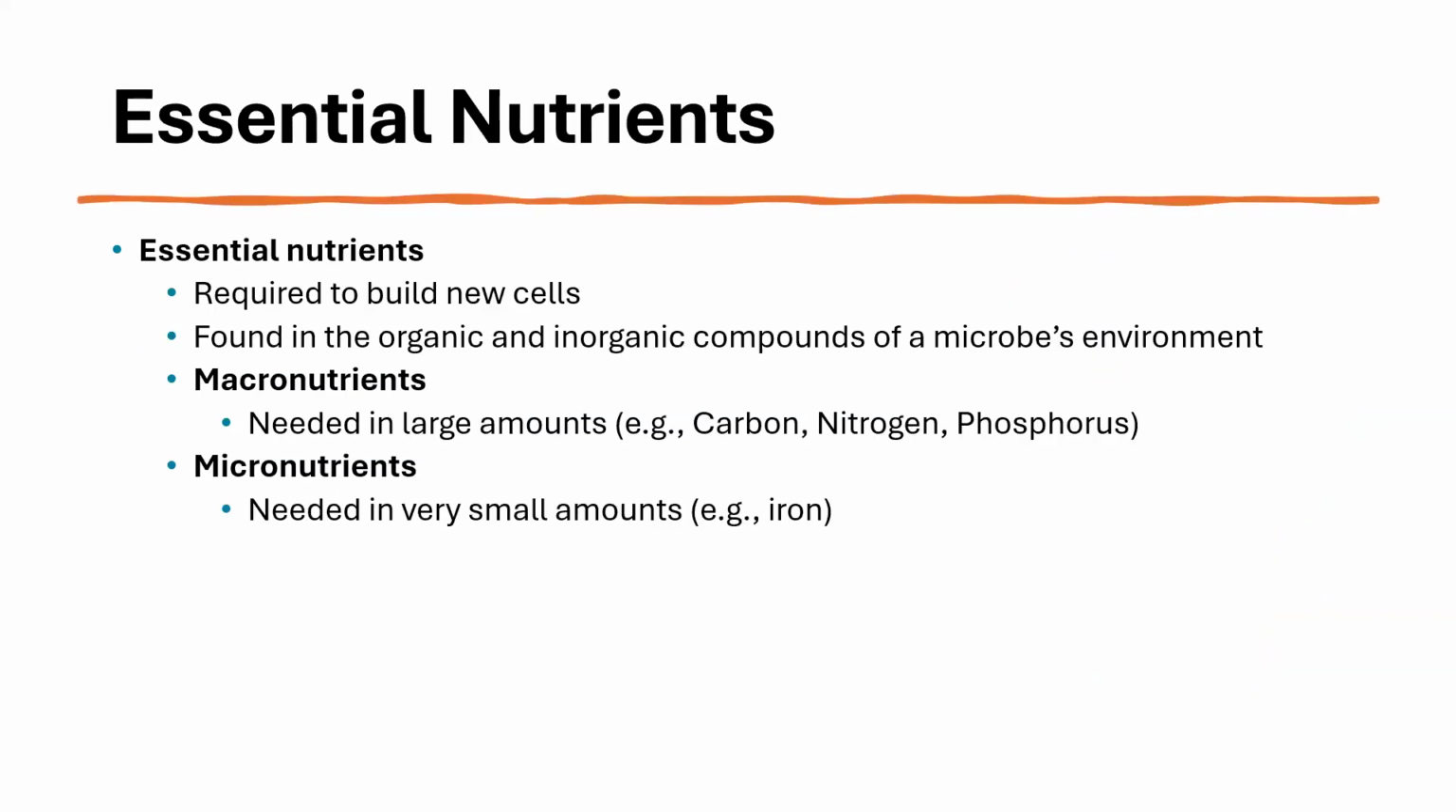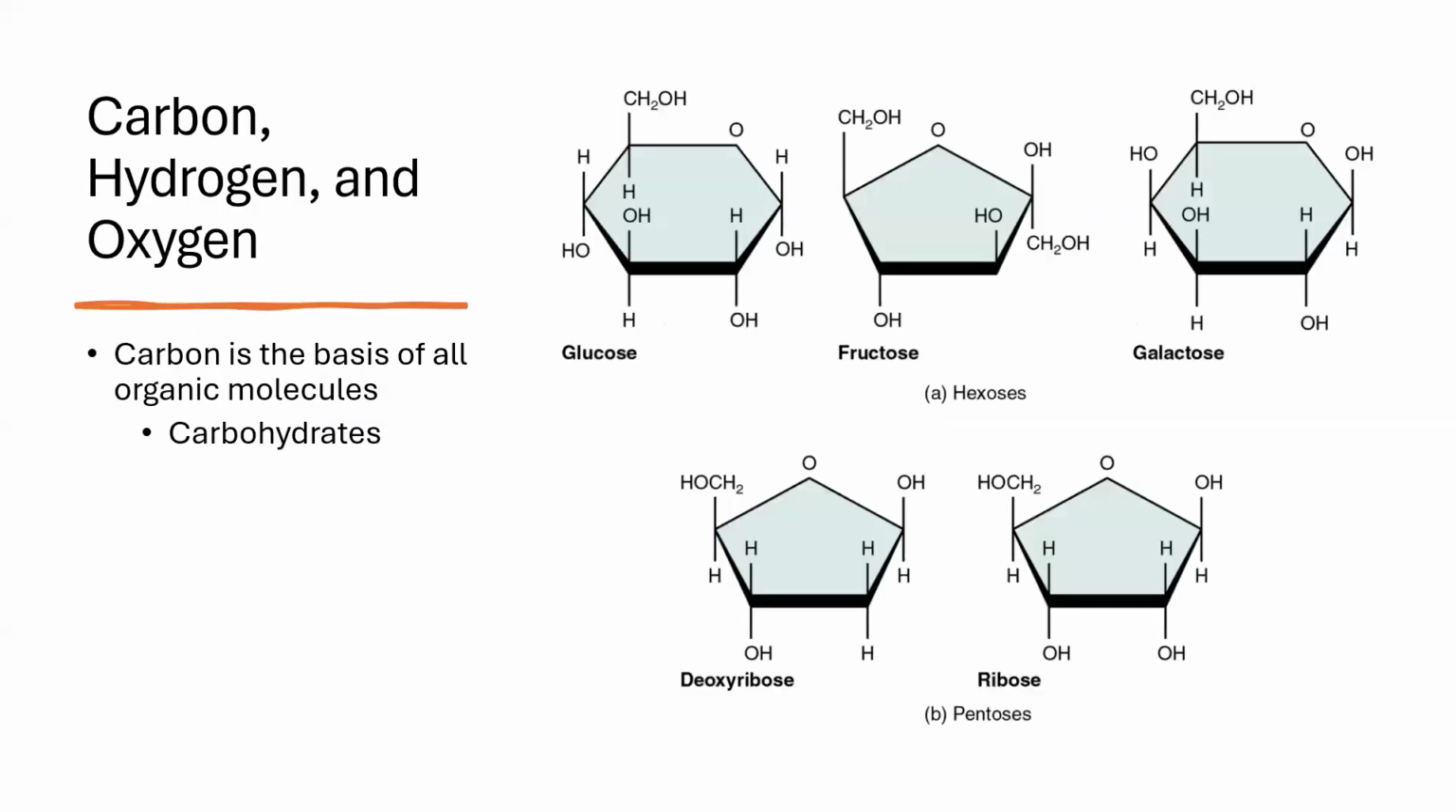So we've got some things called essential nutrients. These are things that microbes require to build a new cell. When they begin to divide, they need these specific nutrients to be able to do that. Many of these, especially for your heterotrophs, are found in organic and inorganic compounds in their environment. They're broken up into two major groups, macro and micronutrients. Macronutrients are things like carbon, nitrogen, and phosphorus, while micronutrients are usually used in quite small amounts. These are some of your metals like iron, copper, zinc, and magnesium, and some other things as well.